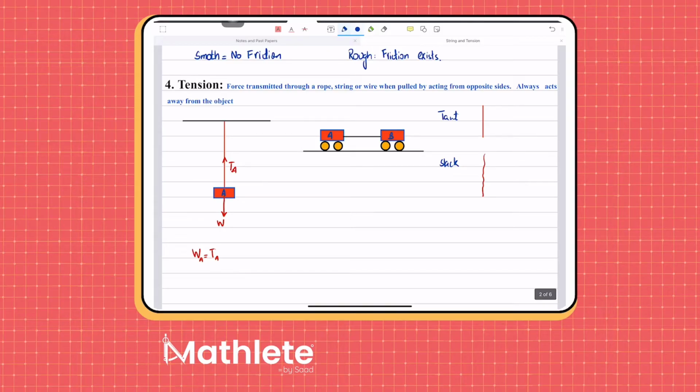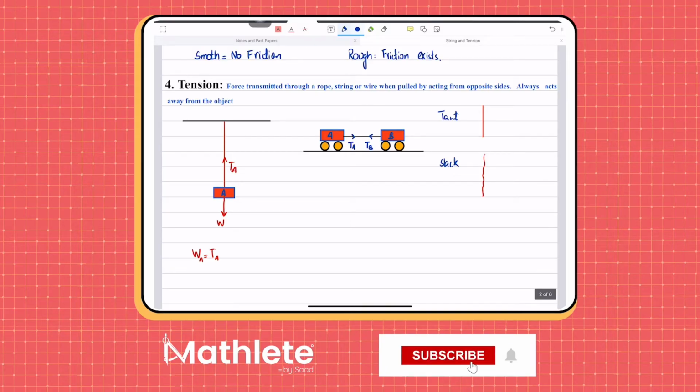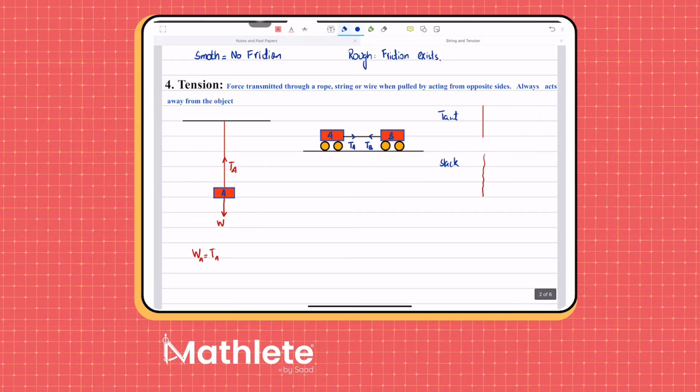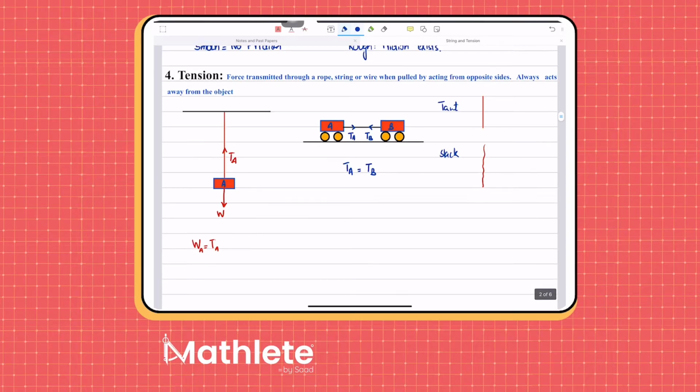Now where will the tension be acting? For card A, the tension will be acting in this direction, and for card B, the tension will be acting in this direction. So remember, it's always opposite to the object. And if they're connected by the same rope, which they are, then the two tensions are going to be equal. TA equals TB, that is if it's the same rope.